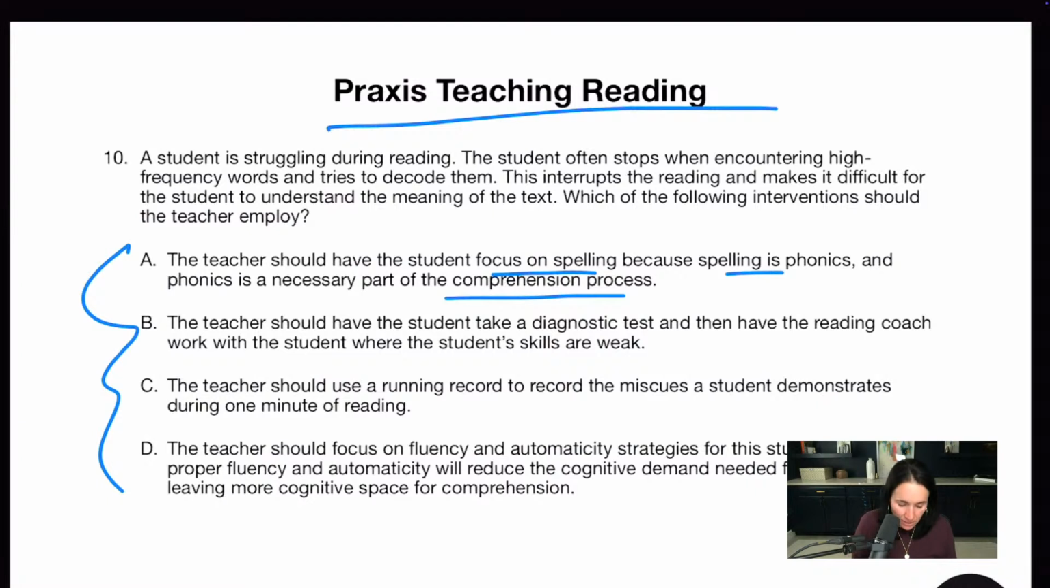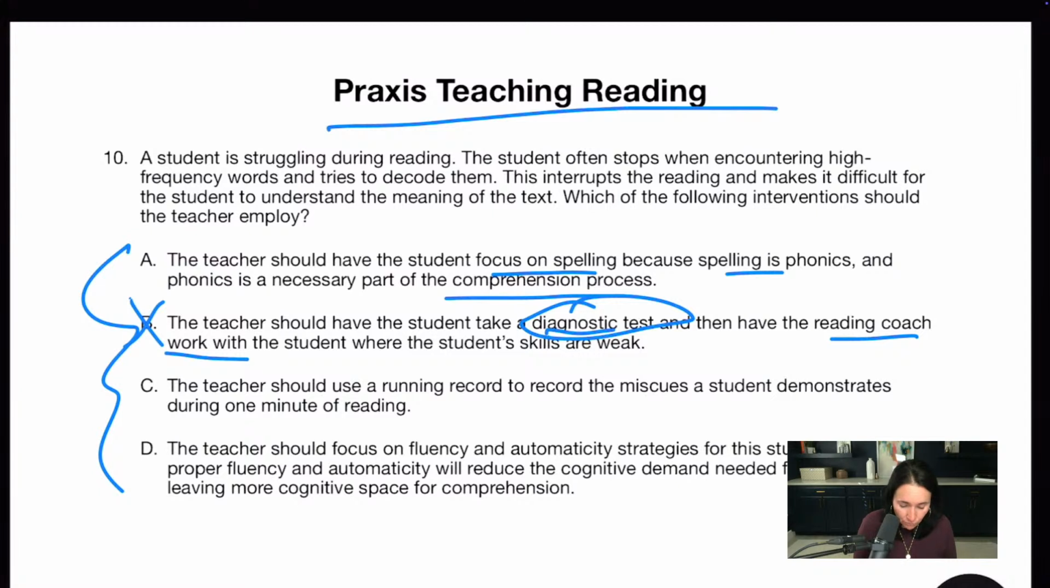Let's look at B. The teacher should have the student take a diagnostic test and then have the reading coach work with the student. No. Farming it out to the reading coach, farming it out to the parents, farming it out to somebody else is typically not the correct answer. Okay. I like using diagnostic tests. That's an assessment piece. I like grabbing the data, but I don't like farming the thing out.